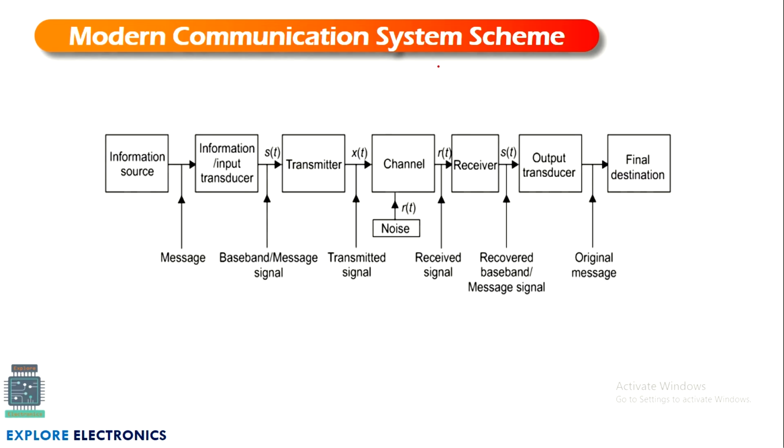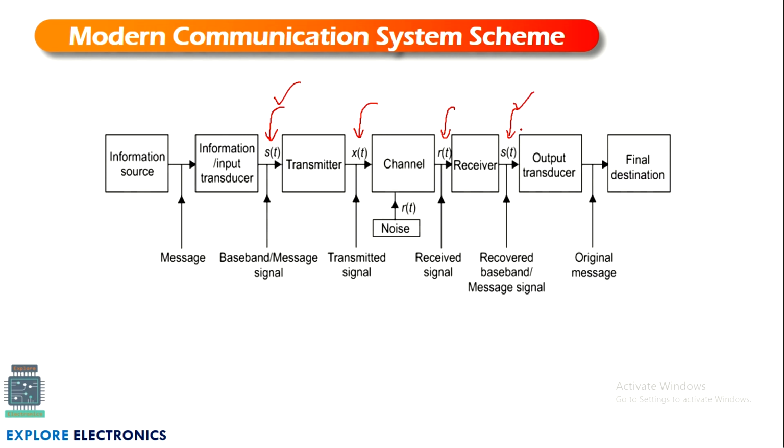This we have seen. Here in between we have mentioned those signals in terms of time. The output of the transducer is an electrical quantity that will be represented as S of t. The output of the transmitter is X of t. The output of the channel is R of t. And again at the receiver we will be having S of t, that is what the transducer output is.